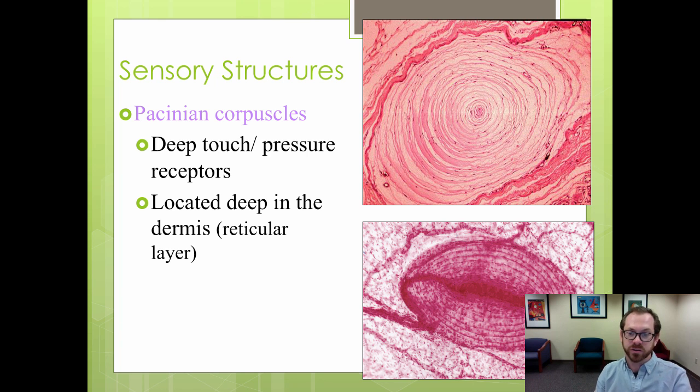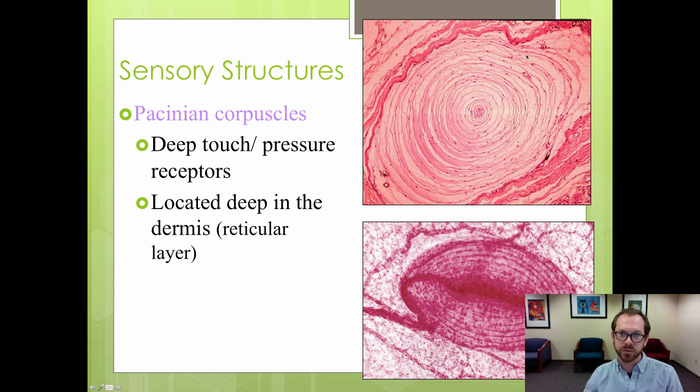We also have structures that will sense deep touch, and deep touch would be when you're sitting in a chair and Pacinian corpuscles in your butt are going to sense that you're sitting in this chair. If you lean against a wall, sensory structures in your arm and shoulder will detect that deeper touch. And these sensory structures are called Pacinian corpuscles. And they're located deep in the dermis in the reticular layer.